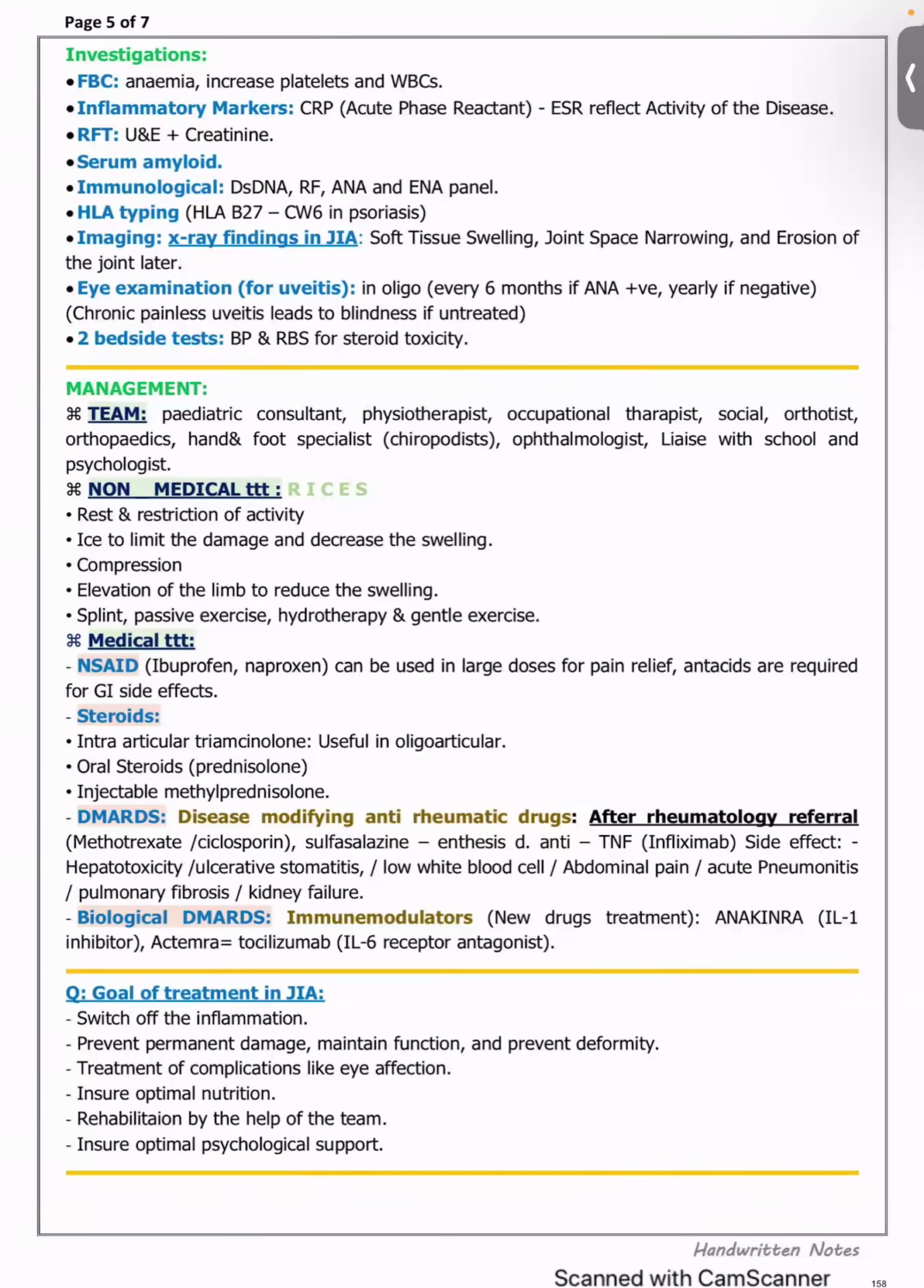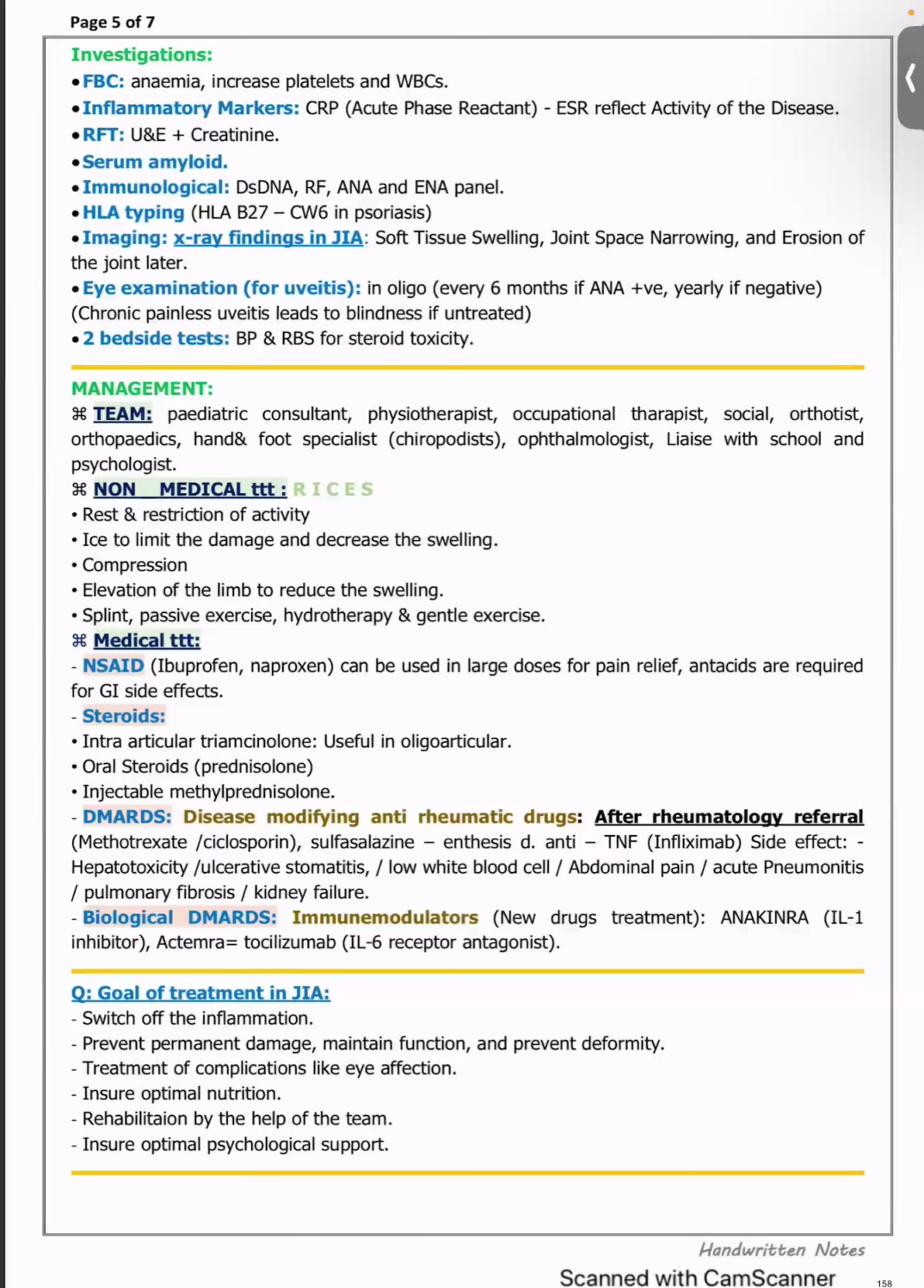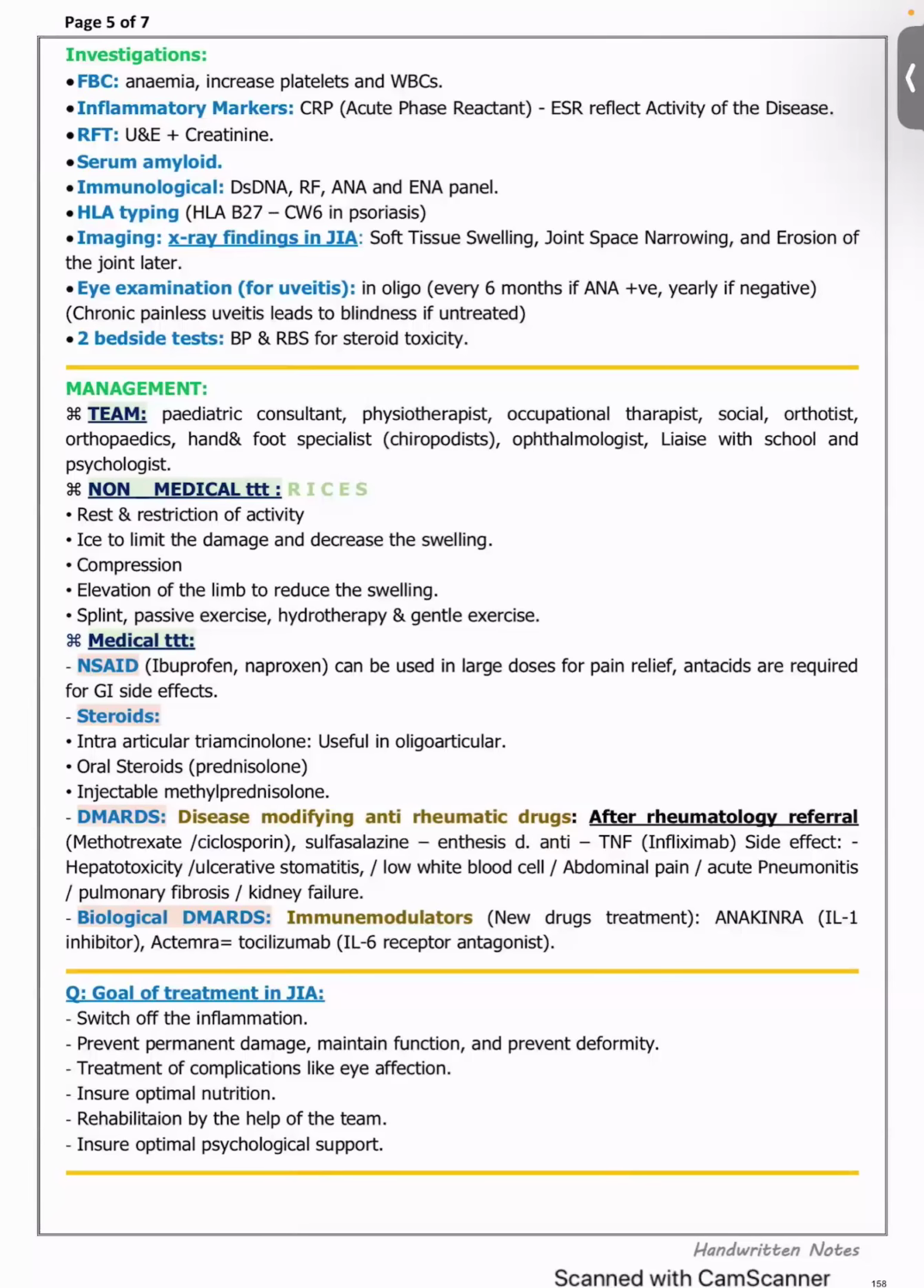I will decide on the patient presentation, whether it is a sick child or not a sick child. I will admit or I will treat this patient on an OPD basis. In the OPD basis, there is the team that is present, non-medical management, medical management. And this is the question. Even if you read the book Nelson, the first line in the management is, what is the goal of the treatment in the JIA? This is one of the favorite viva questions.